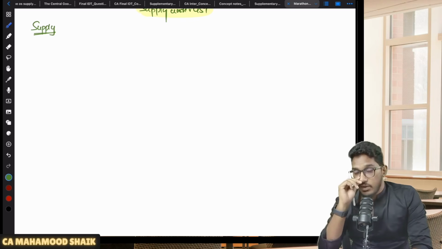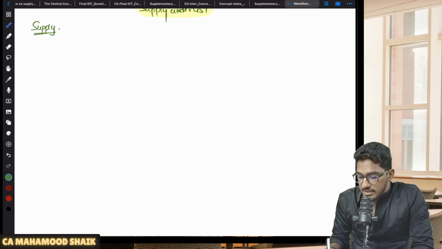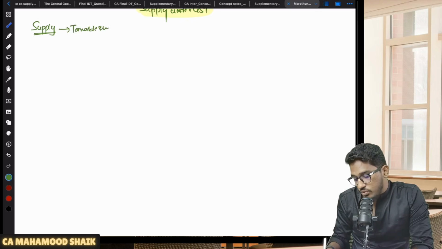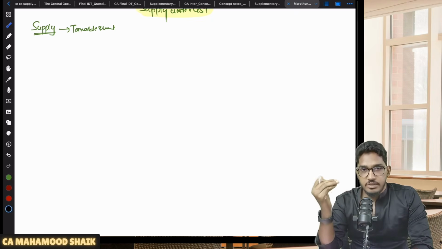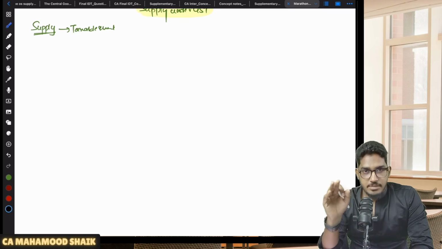Only when there is an activity called supply. So supply is a taxable event under GST. If there is no supply, then there is no GST at all. First, for the government to come and impose GST, there must be an activity called supply. If there is no activity called supply, there is no question of imposing GST.